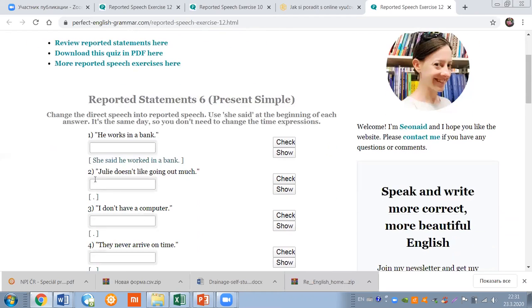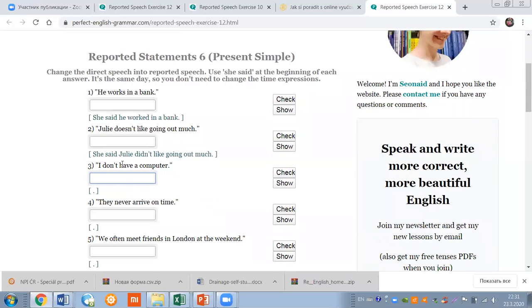Let's look through number 2. Julie doesn't like going out much. So again, it's present simple, which we need to change to past simple. What's the past simple form of "doesn't like"? This is "didn't like". So here you can see the right answer.